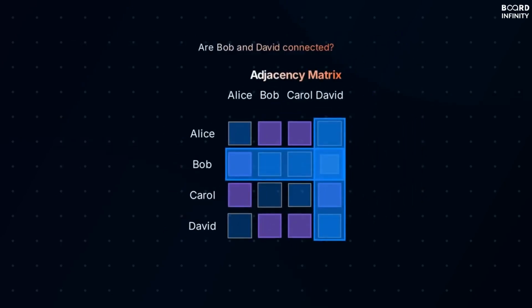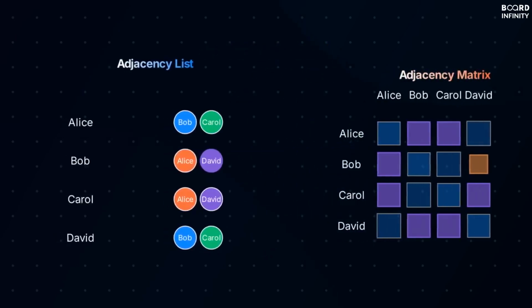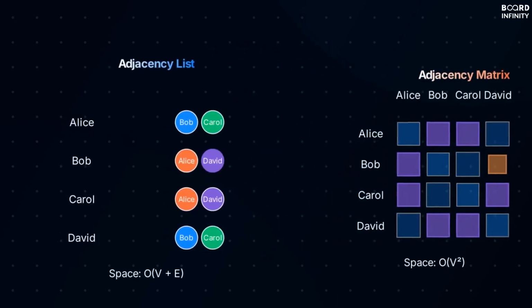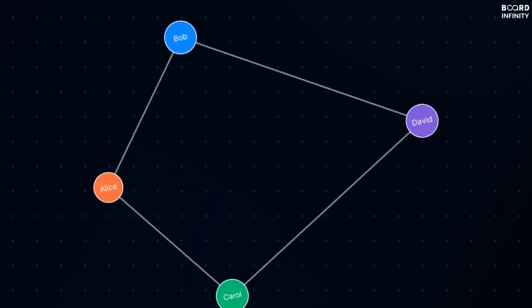Adjacency matrices are simple and instant for checking if two nodes are connected, but they waste space if most cells are empty. Their efficiency is O(1), representing a direct lookup. For space efficiency, adjacency lists often win. They store only real connections, while adjacency matrices allocate space for every possible pair of nodes.